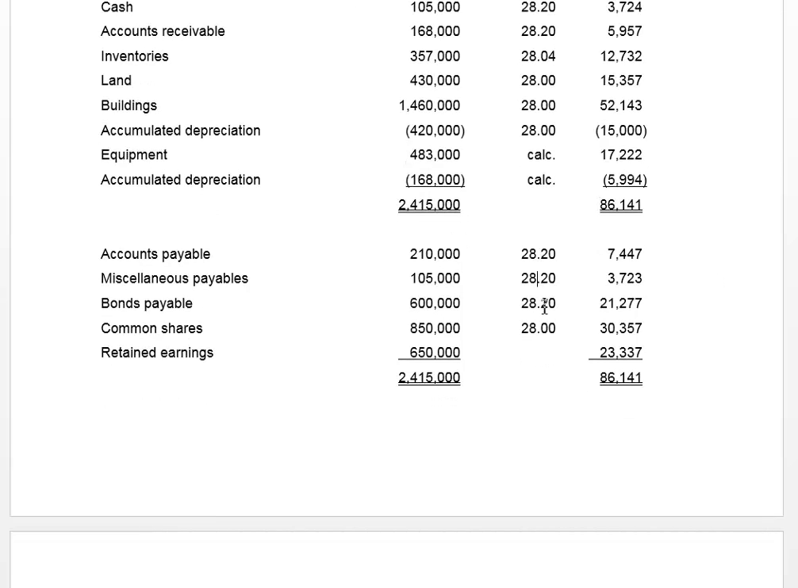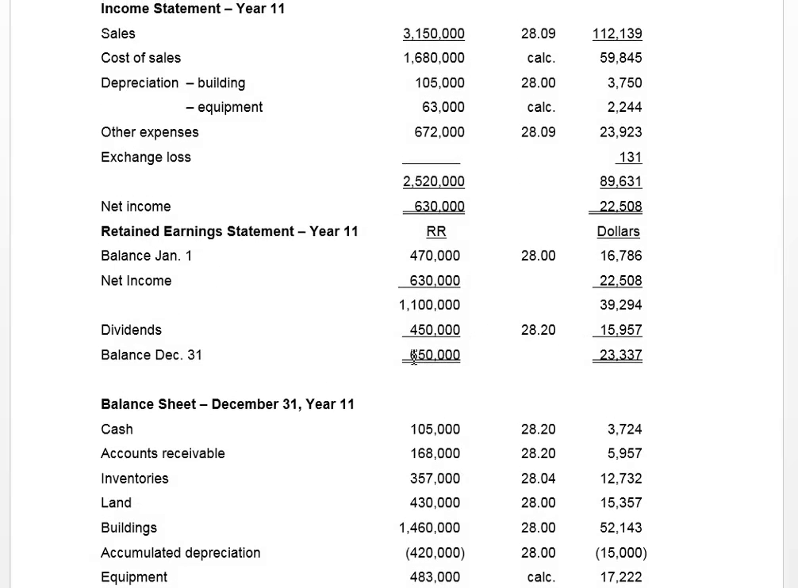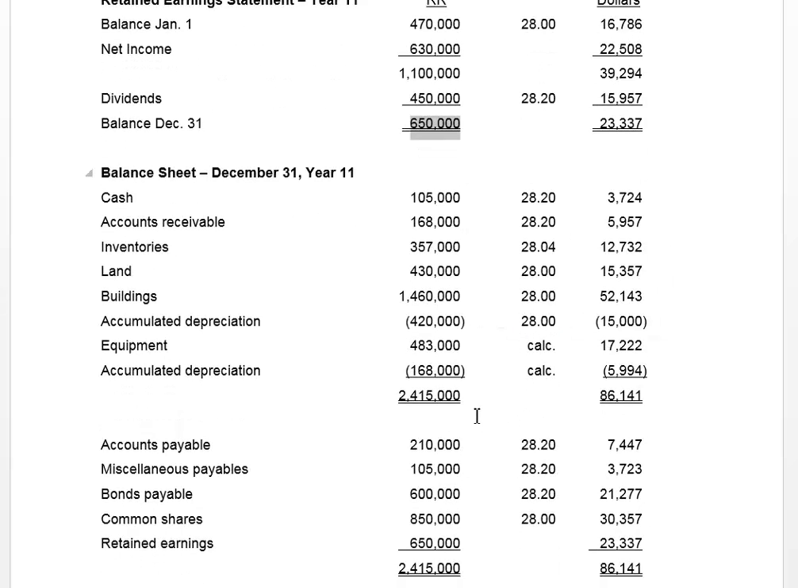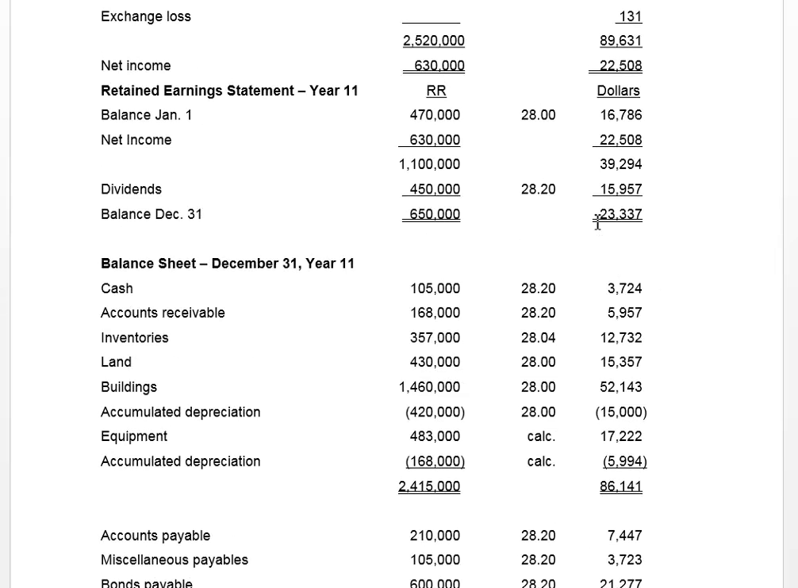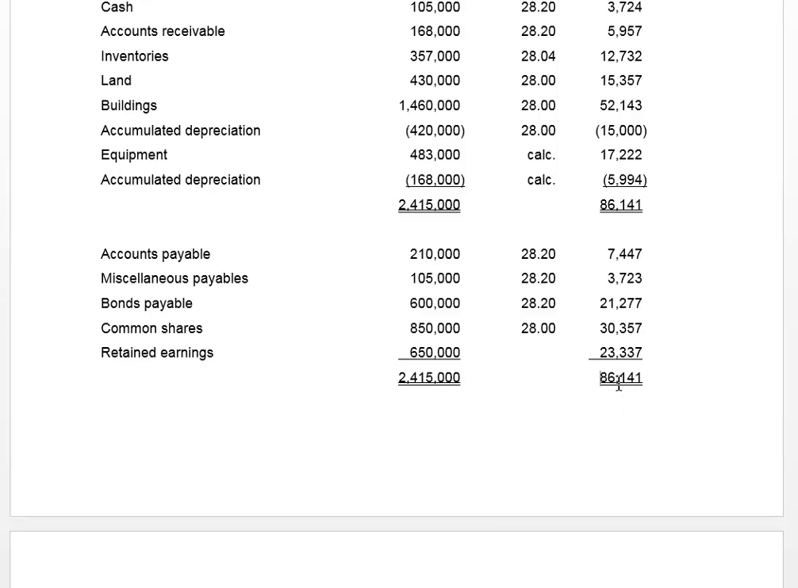Now, we've talked about our payables. We do need to talk now about our common shares and retained earnings. Our common shares in the question are 850,000. We already calculated the ending balance of retained earnings up here, which was 650. All right, and to translate the common shares, we use the historical rate. And that's 28 because the shares that the sub has were issued before we became related. So they'd issued these shares to their shareholders before we became related, and that would have been 28. And again, our retained earnings translated to 23,337. That's up here. So now we have 86,141, and we have a balance sheet that's balanced.